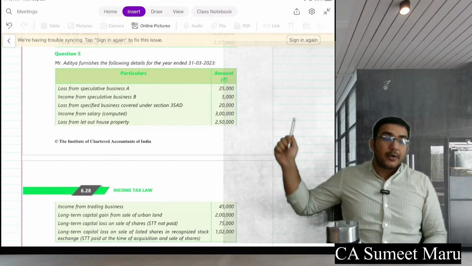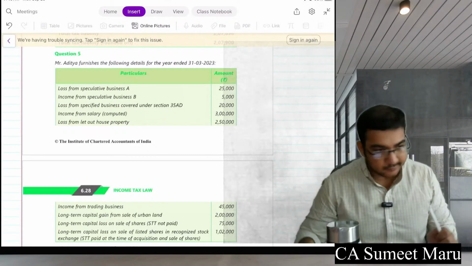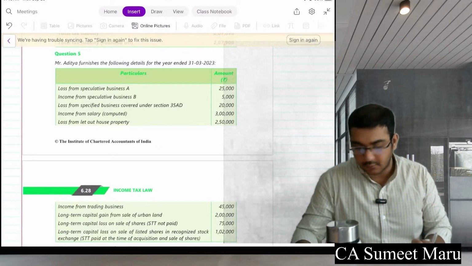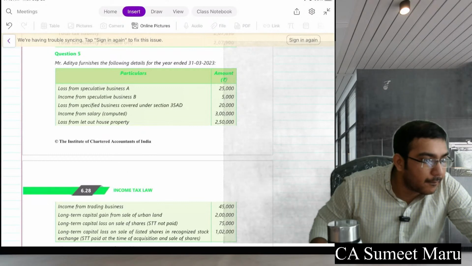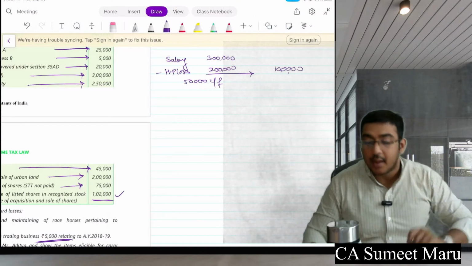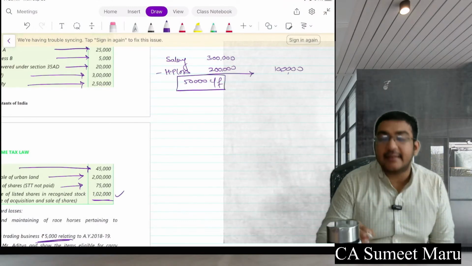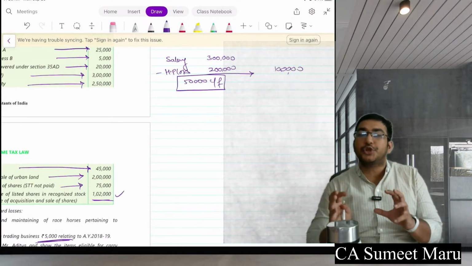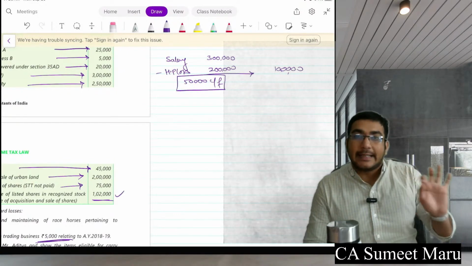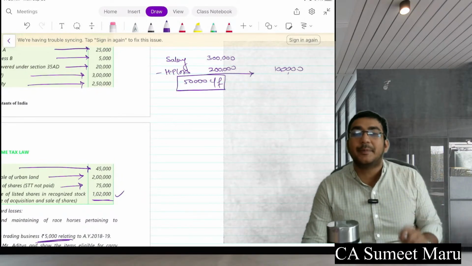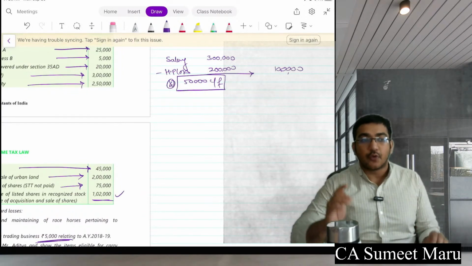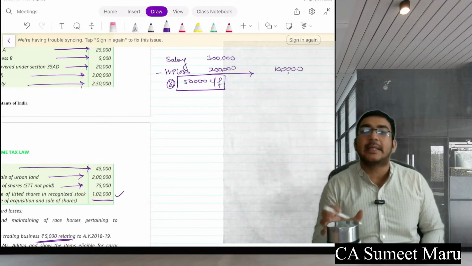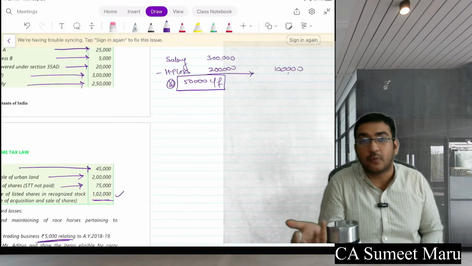Please remember, write this down separately at the end of the whole question. Once you have finished the answer, then write down separately that these losses are carried forward. Because there are separate marks, it may happen sometimes that the checker misses this in between your answer. So whatever losses are carried forward, write them separately at the end. It may take you half a minute extra, but it may give you 1 or 2 marks, which is very important.